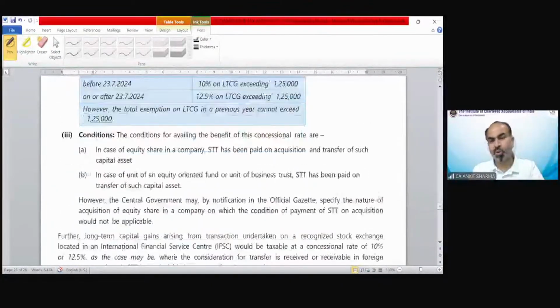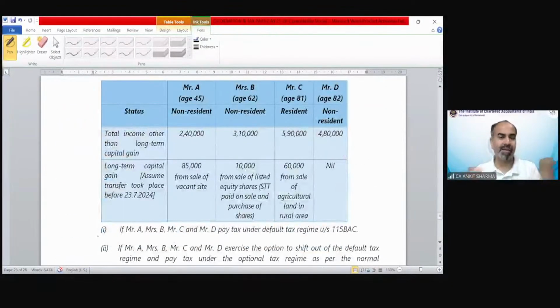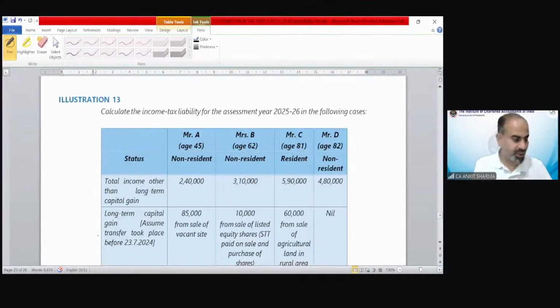I just want to solve questions with you right now, so you would be able to understand how we need to solve the question in the examination. So we'll start with this illustration. Illustration number 13 we are going to solve. That will make you understand how to solve a question.